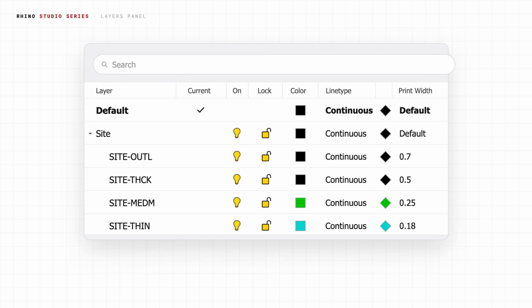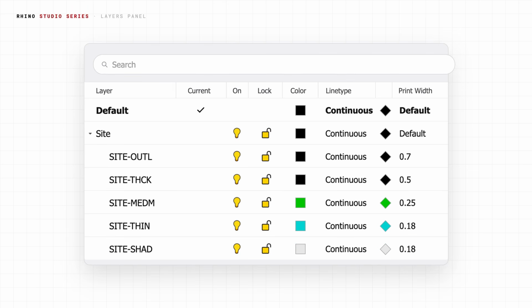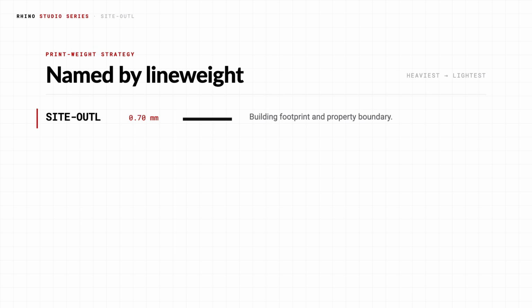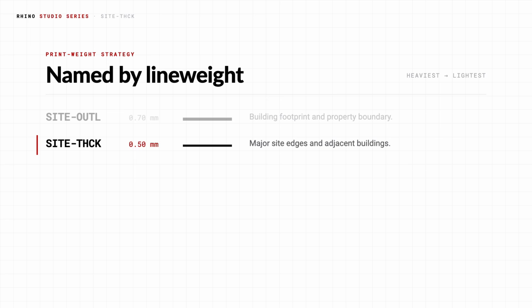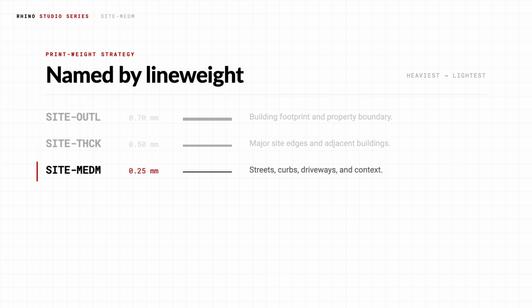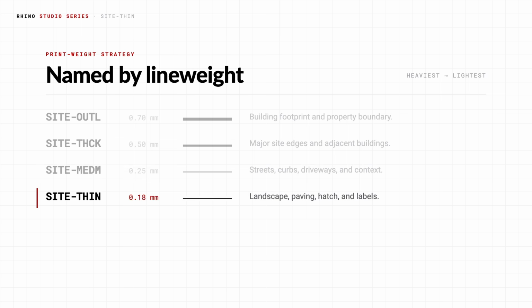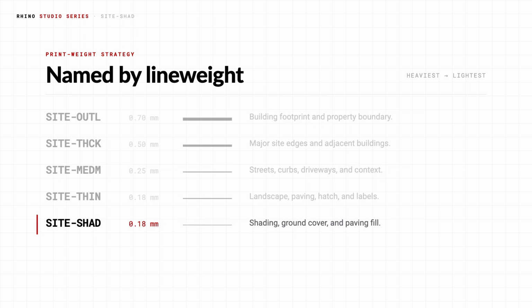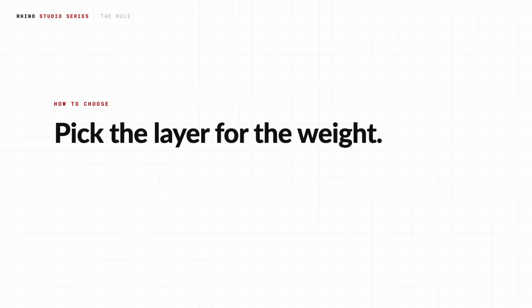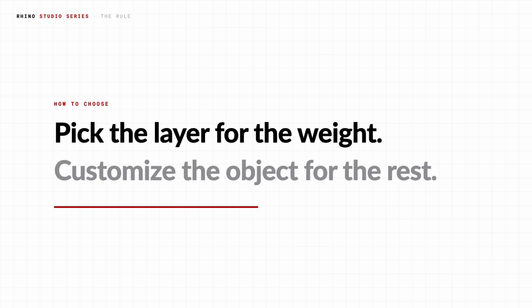Here's the key move, and it's about how the template layers work. This template uses a print weight layer strategy. The site layers are named by line weight, heaviest to lightest. Site outline carries the heaviest lines, the building footprint and property boundary. Site thick is for major site edges and adjacent buildings. Site medium handles streets, curbs, driveways, and context. Site thin takes landscape, paving, hatch, and labels. And site shade is the faint layer for shading, ground cover, and paving fill. You pick a layer for how heavy a line should print, but customize its object properties to fit different purposes.